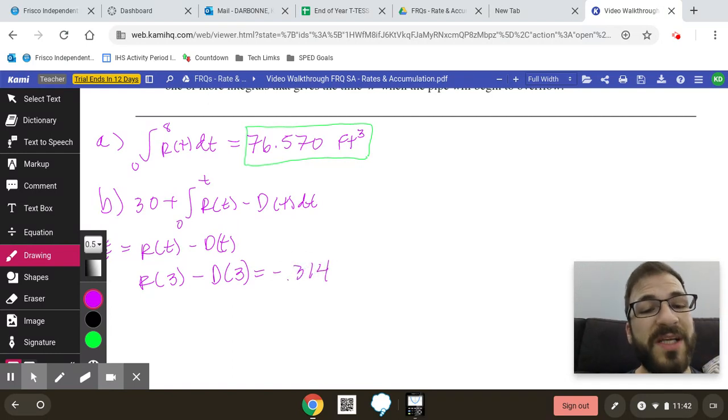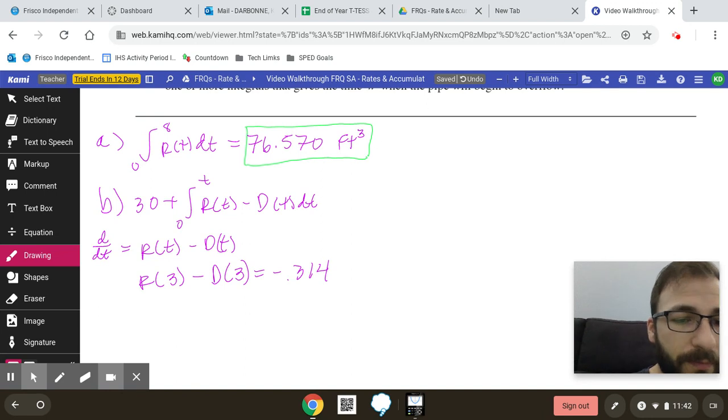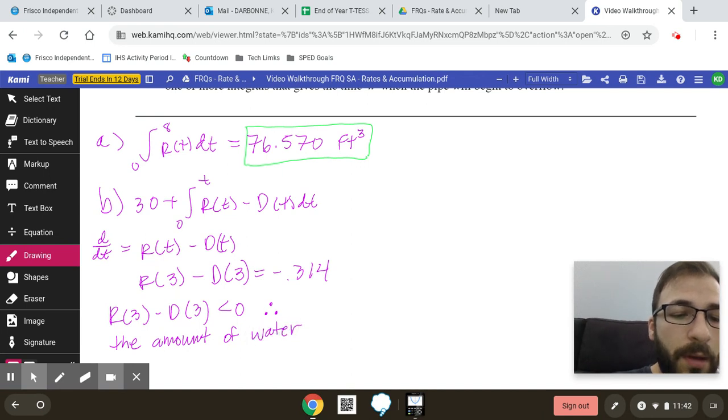Okay, so since R of 3 minus D of 3 is negative, that means we are going to be decreasing the amount of water. So R of 3 minus D of 3 is less than 0. Therefore, the amount of water in the pipe is decreasing at t equals 3.